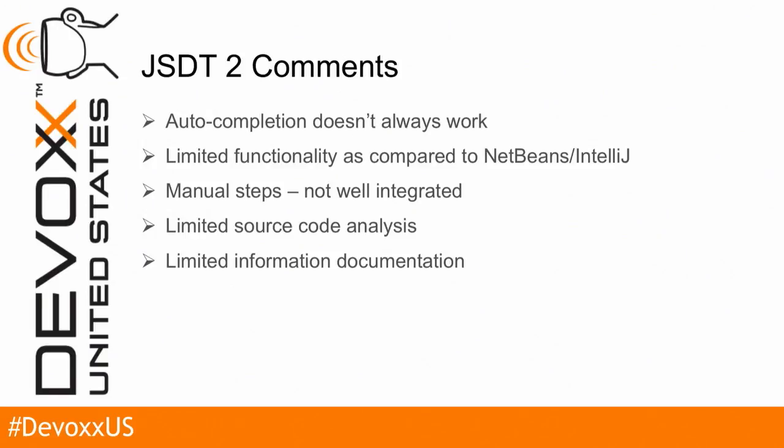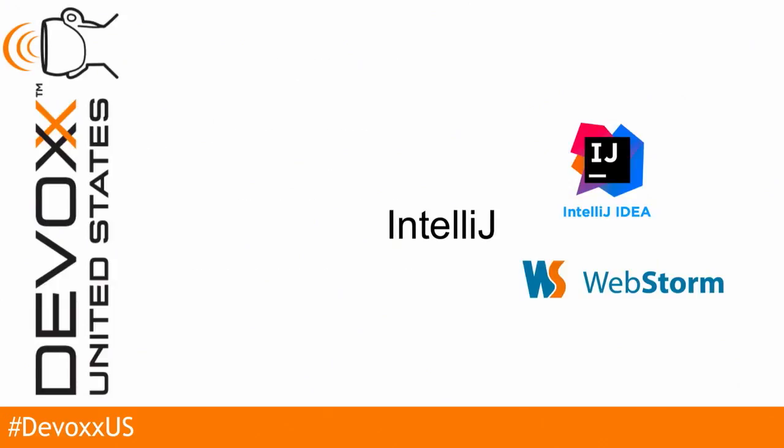So as I mentioned, autocomplete doesn't work out of the box. It's got much more limited functionality compared to NetBeans. It's not as well integrated. It has limited source code analysis, especially compared to IntelliJ, and limited information online and documentation. Most of the stuff that you'll find on Eclipse right now is for the previous version of Eclipse, not the most recent version, so it makes finding things kind of hard.